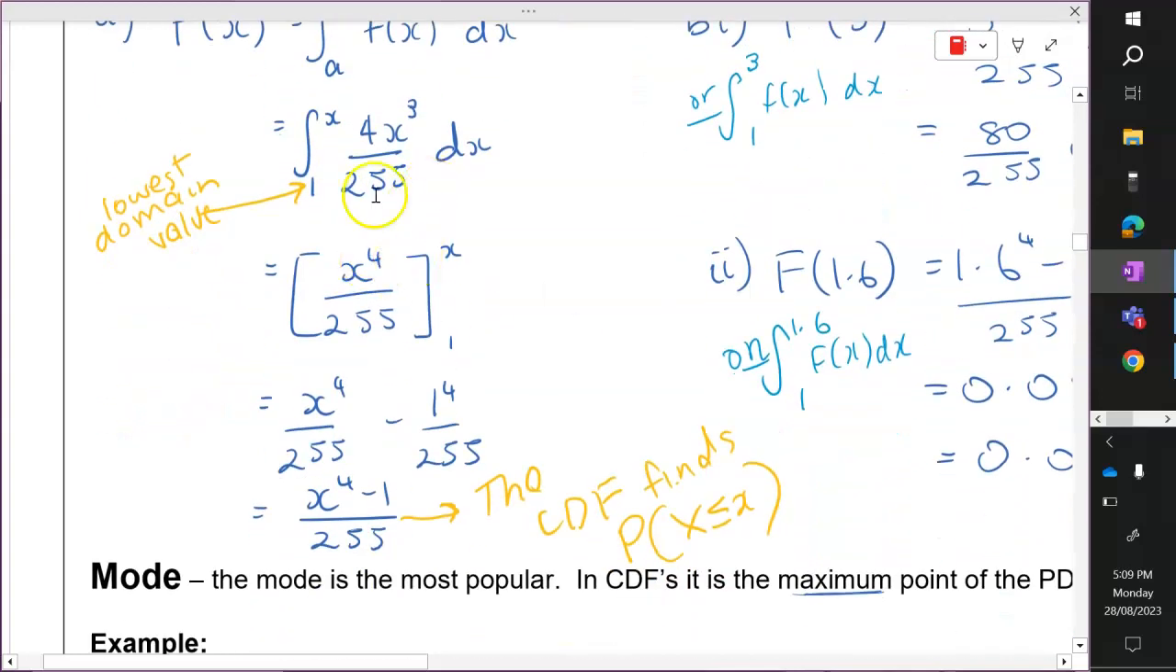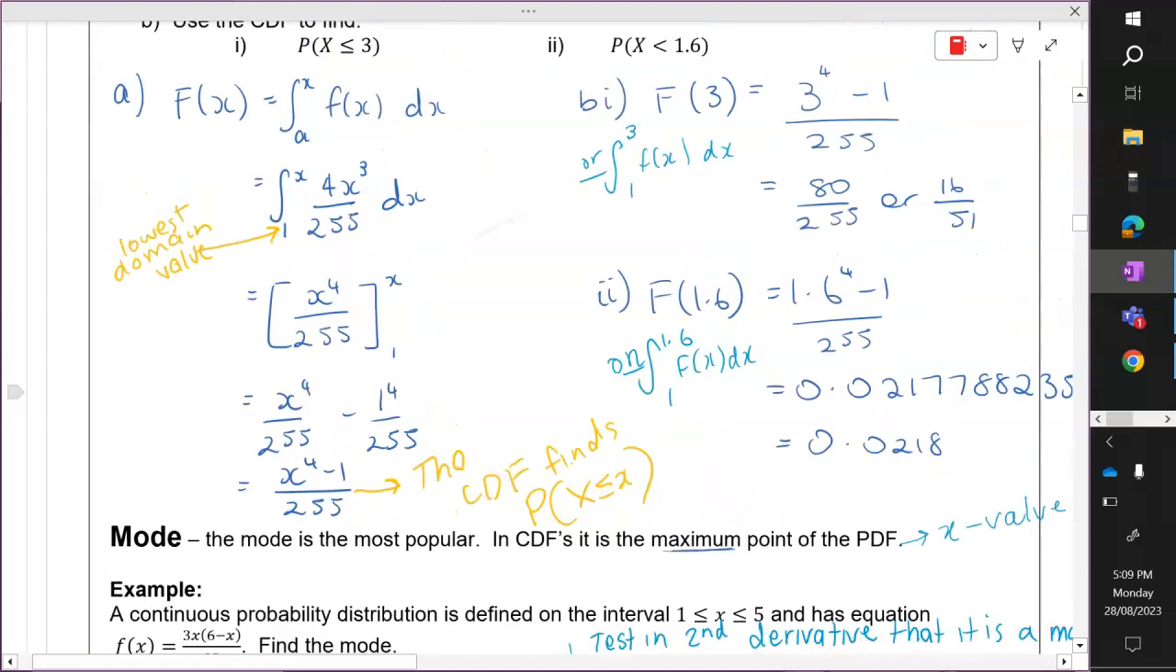What you're going to do is add 1 to the power, divide by the new power. The 4's will cancel, and we've got x to the 4 on 255, and we've got x and 1 as our upper and lower bounds. Pop in x, and we've got what we've got up there anyway. Take away what we get when we pop in 1, which will be 1 to the 4 on 255. Simplified, here's our CDF, okay? x to the 4 minus 1 on 255. And this finds probabilities, a probability value less than or equal to x. If this inequality goes the other way, we're going to have to do a little change.